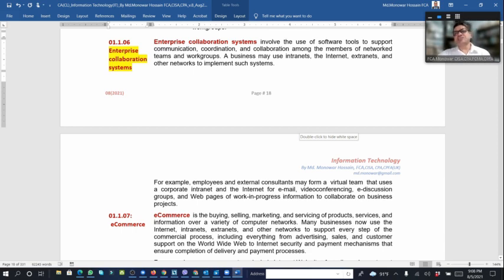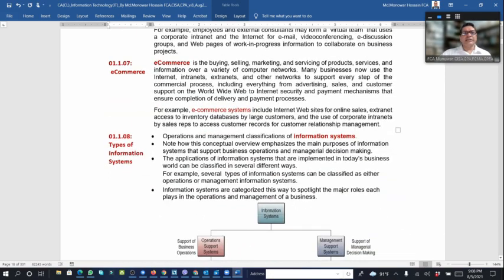Enterprise collaboration systems involve the use of software tools to support communication, etc. And e-commerce, we know, is the buying, selling, marketing, and servicing of products, services, and information over a variety of computer networks.